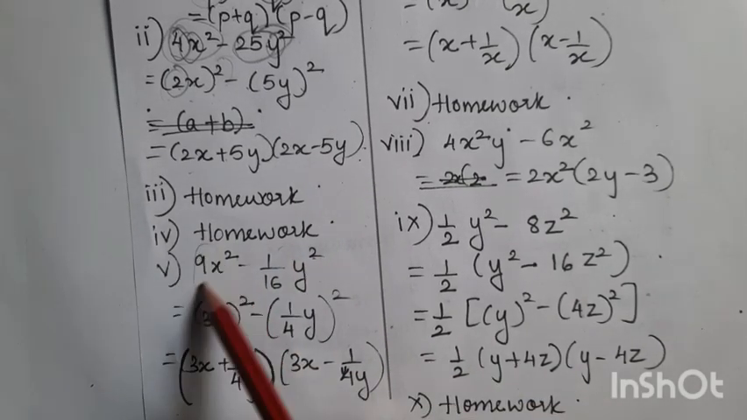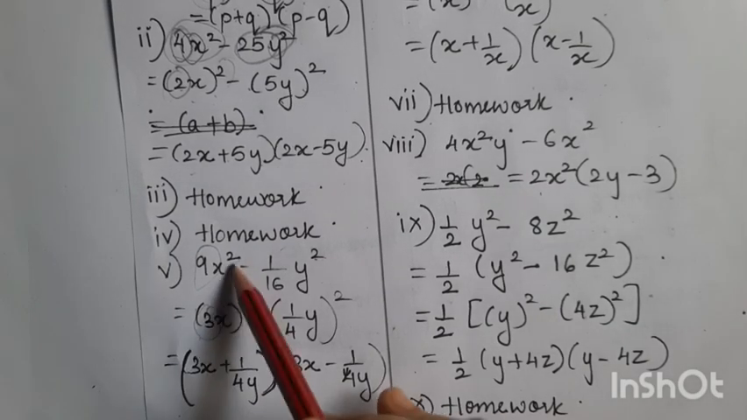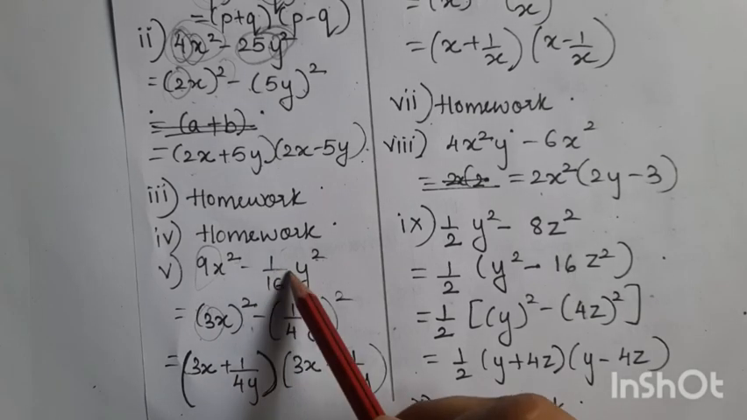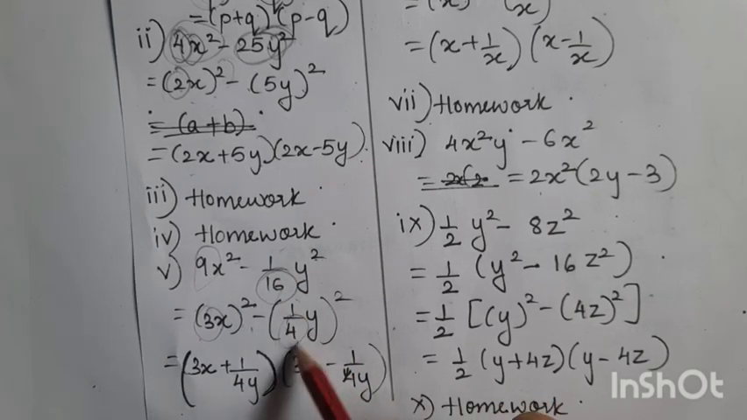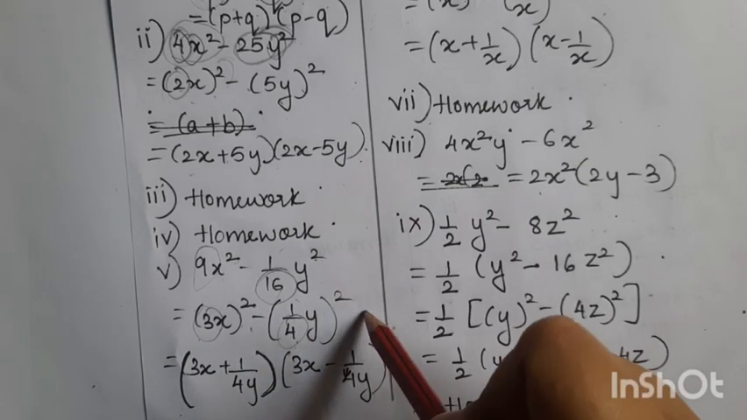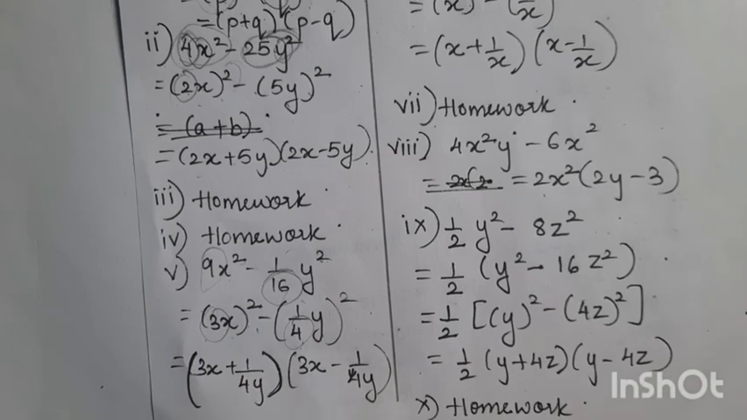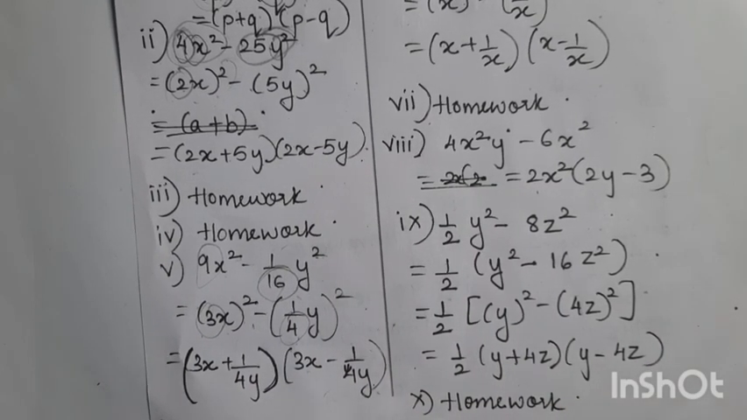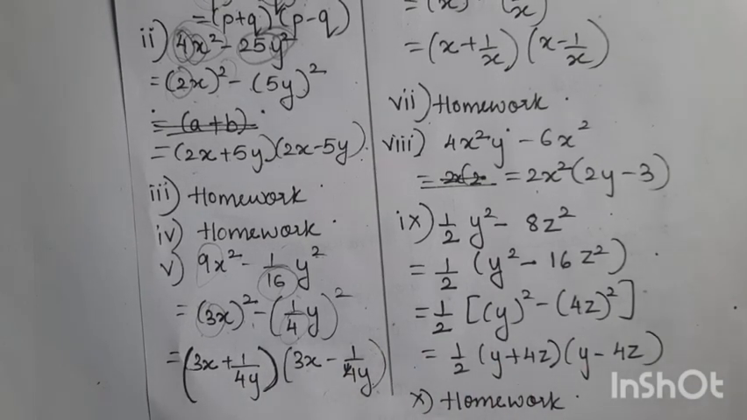Now again 9 is a perfect square of 3. So (3x) the whole square, minus 1 square is 1 itself, so no problem. But 16 is the perfect square of 4, so (1 upon 4y) the whole square. So that is in the form of a square minus b square, that is (3x plus 1 upon 4y) into (3x minus 1 upon 4y). You got it in the form of (a plus b)(a minus b).